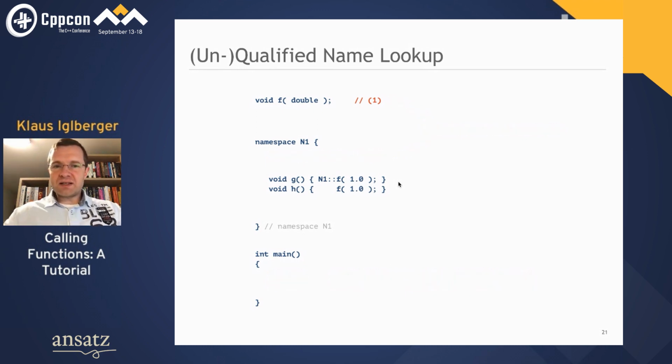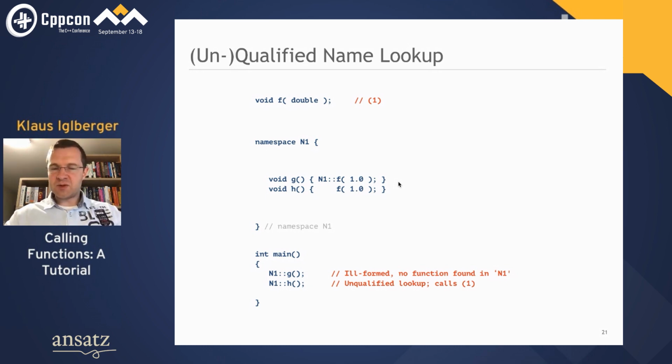Now let's assume that the second function is gone again. Then function g is suddenly ill-formed. There is no function in the name in one namespace. Function h, however, now calls function 1. The compiler does not find anything in namespace n1 where the call originates, and for that reason only, it continues looking in the next scope, which here is the global scope. No f in n1. But then finally, I find an f in the global namespace. That must be the function call, and ultimately it is indeed called.